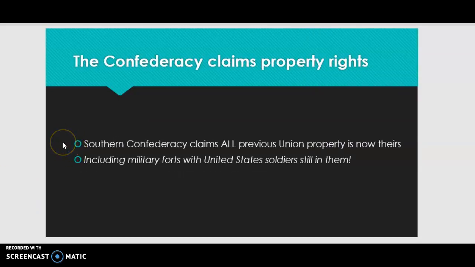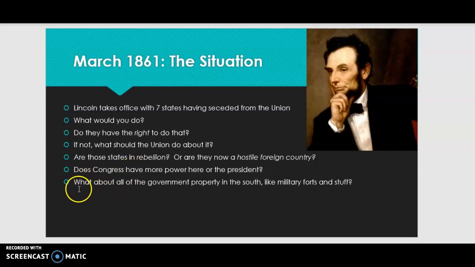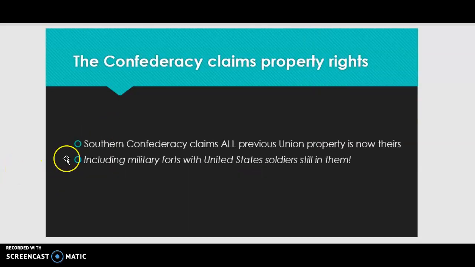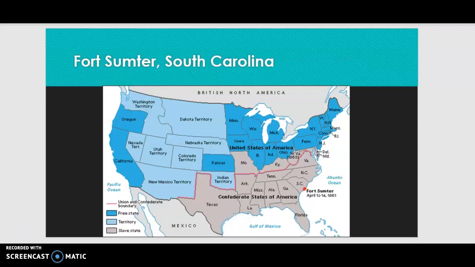So the Confederacy claims property rights. The Southern Confederacy, those southern states that had seceded, claim that all previous Union property is now theirs. So going back to those military forts and stuff, the southern states, the Confederacy, are saying, no, that's ours now, including those forts that still have U.S. soldiers in them. So again, a very complex situation.